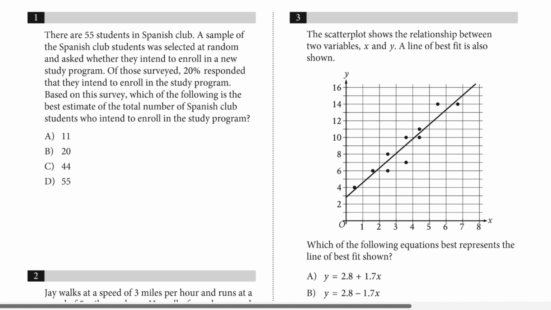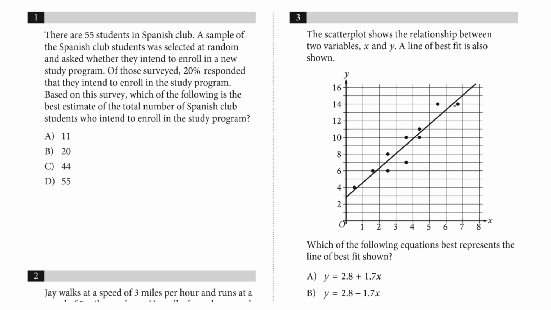So this is the 28th question that we're going over, but since it's a new section of the test, it's going to reset as number 1. There are 55 students in Spanish Club. A sample of Spanish Club students were selected at random and asked whether they intend to enroll in a new study program. Of those surveyed, 22% responded that they intend to enroll in the study program. Based on this survey, which of the following is the best estimate of the number of Spanish Club students who intend to enroll in the study program?